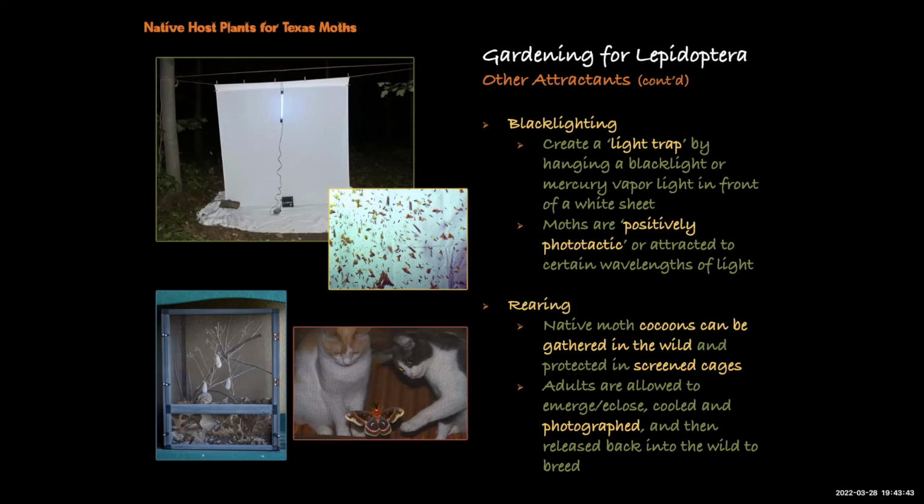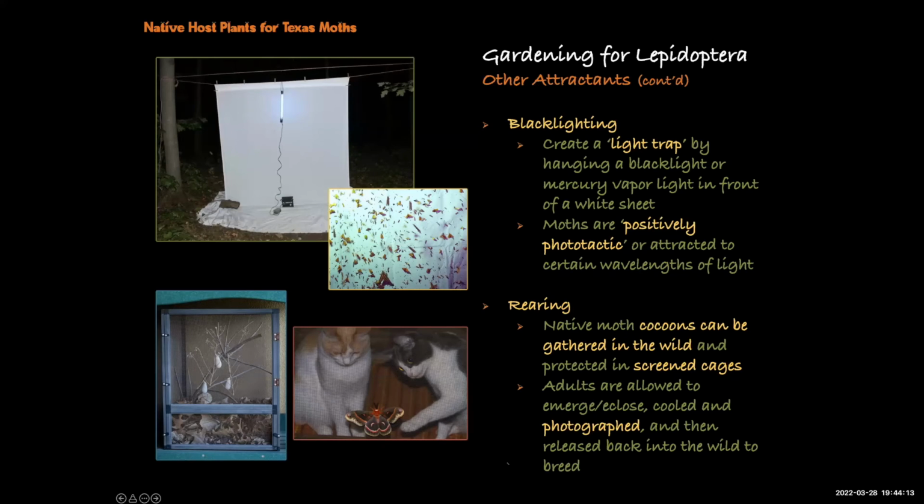We also rear cocoons. You don't want to look in the crisper drawer of our refrigerator. We have native moth cocoons that are gathered in the wild and also bought from a few sources that we trust of native local species of moths. We actually keep them in the refrigerator. We buy them in the fall. We just put them out in our screened cages on the back porch, as you can see on the lower left here. And then they emerge.